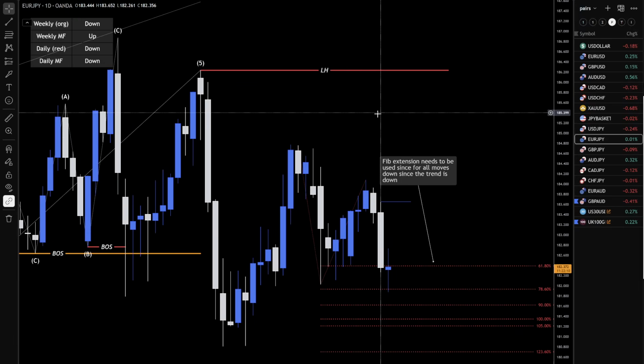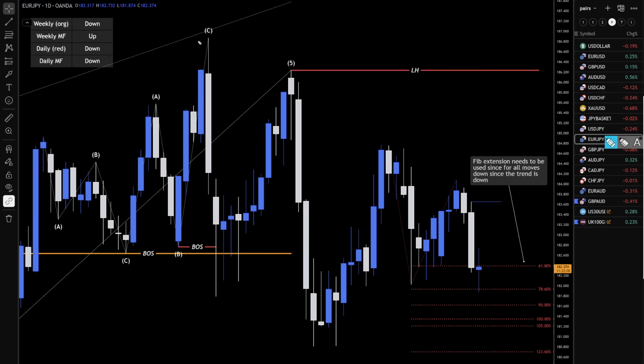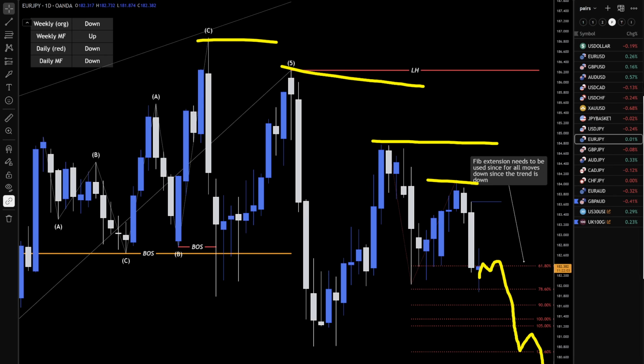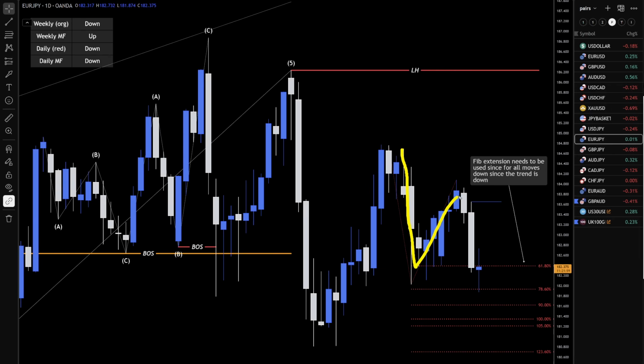Moving on to the euro yen. The euro yen is another one where I was like, okay, this is potentially a lower high, lower high, lower high, lower high. This could easily just keep on going down. But there's also a possibility that this is just an ABC pullback within this move up right here, and it makes an ABC and then goes back up and makes a new high like that.